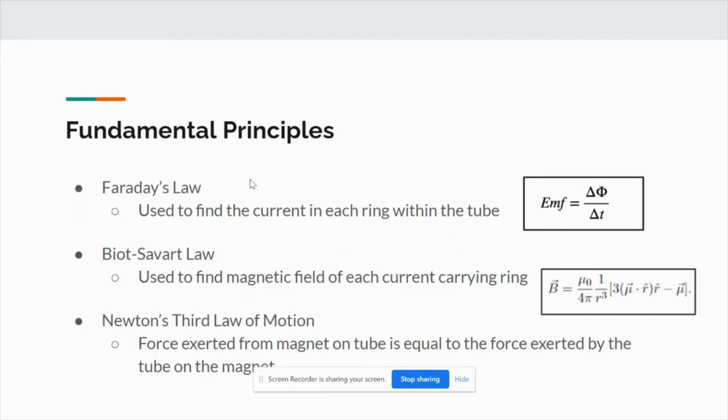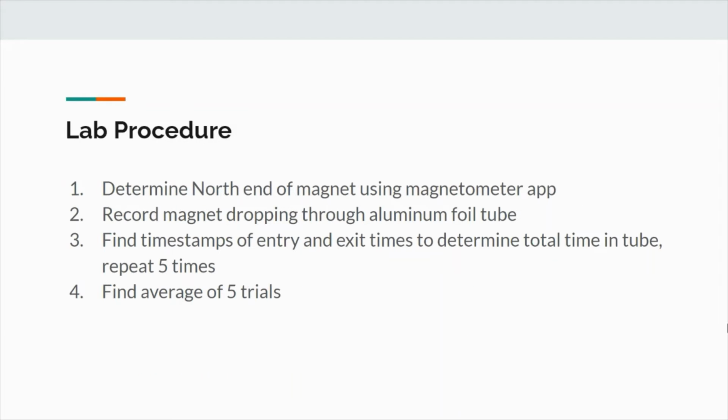The fundamental principles we look at in this lab are Faraday's law, which is used to find the current in each ring within the tube, and can be seen as EMF equals the change of flux over the change of time. The Biot-Savart law, which is used to find the magnetic field of each current-carrying ring. And then Newton's third law of motion, which says the force exerted from the magnet on the tube is equal to the force exerted by the tube on the magnet.